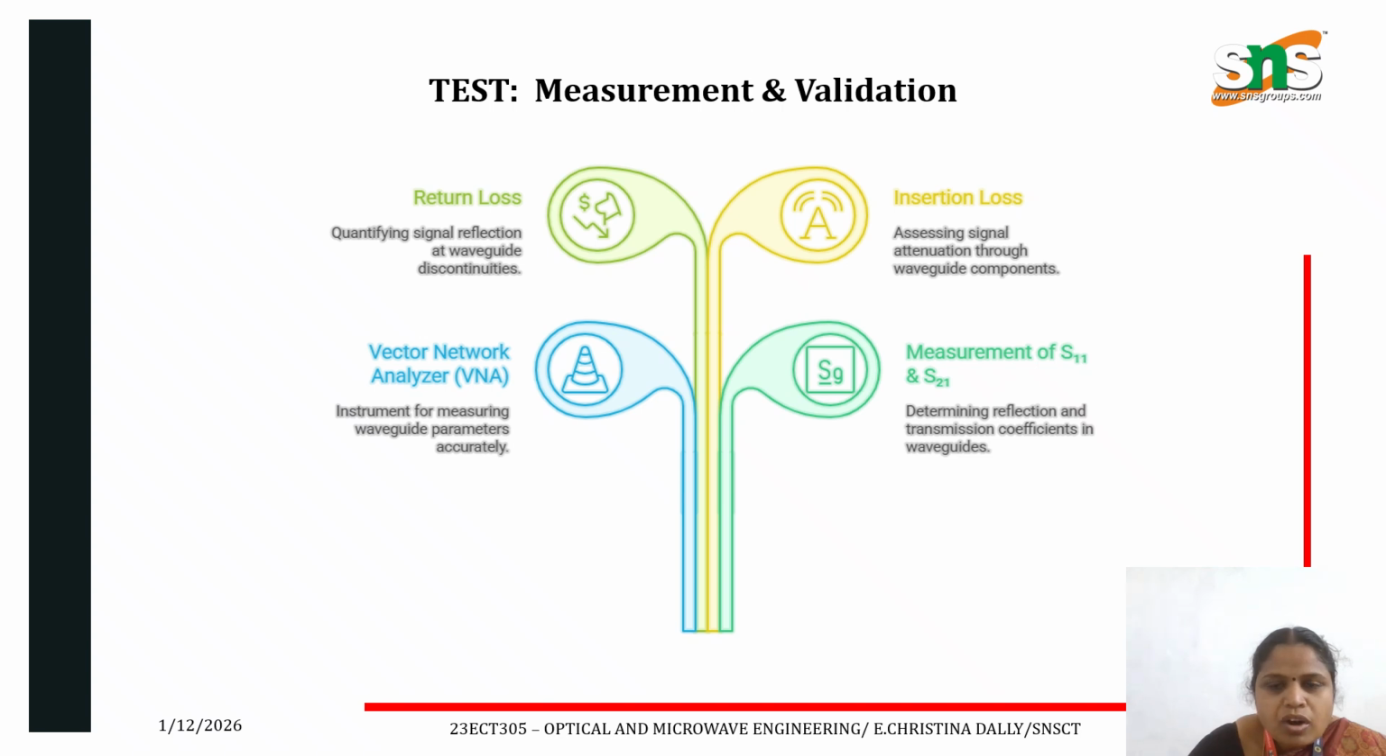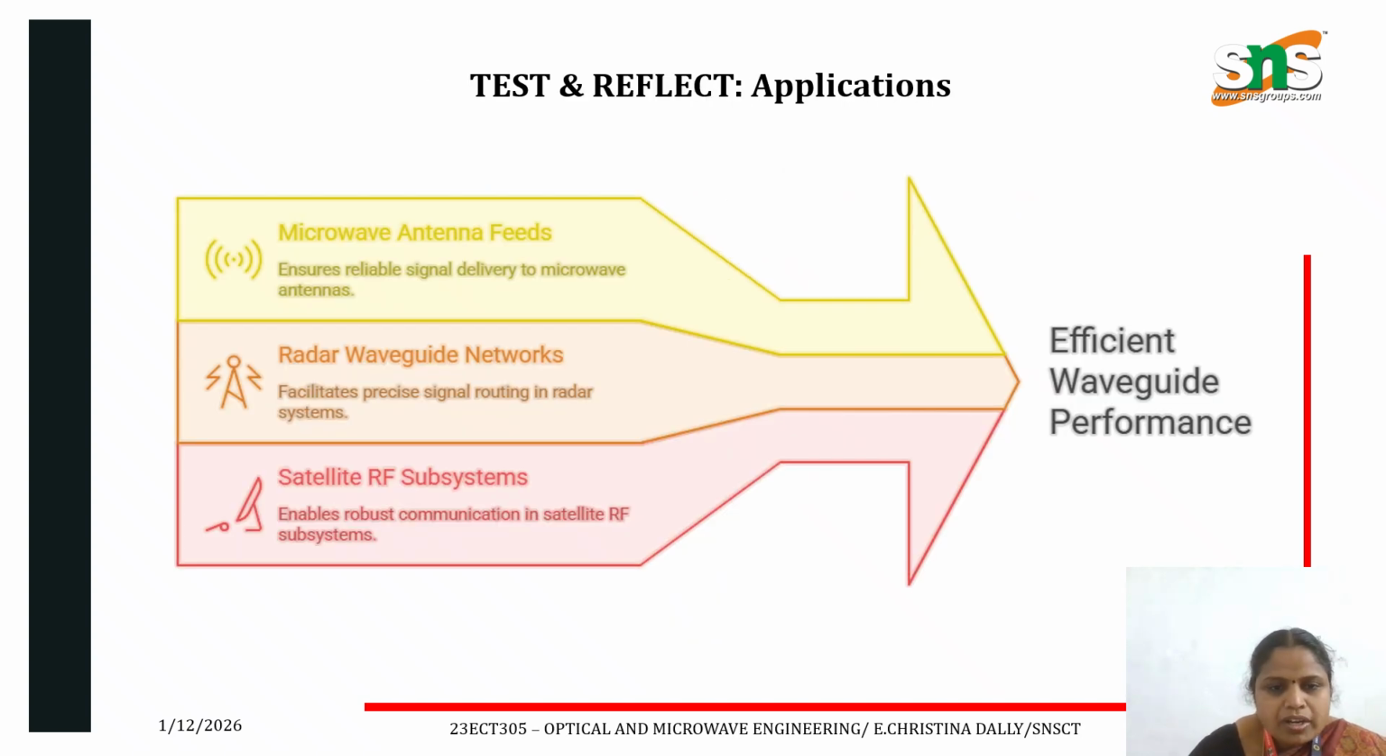The next thing we are going to measure and validate is what are all the losses we are having. For example, we have return loss, insertion loss, vector network analyzer, and the measurement. If we take the return loss, we are concentrating only on the reflection, that is signal reflection at waveguide discontinuities. If we go for the insertion loss, we are going to assess the signal attenuation through the waveguide components. The VNA is used for measuring the waveguide, and for reflection and transmission coefficients, we are measuring S11 and S21. So these are the applications we are using in the antennas, radar, and satellite, in order to obtain efficient waveguide performance.